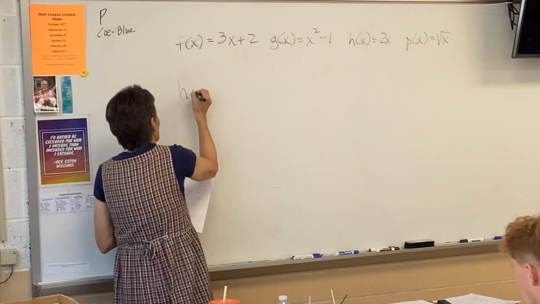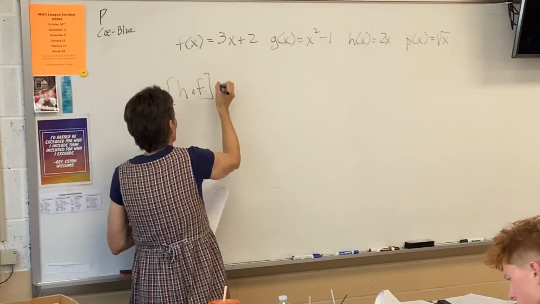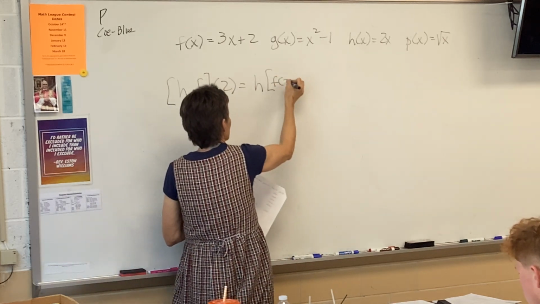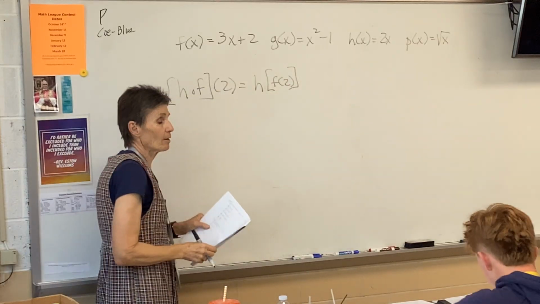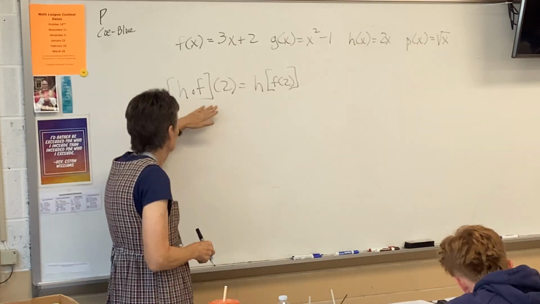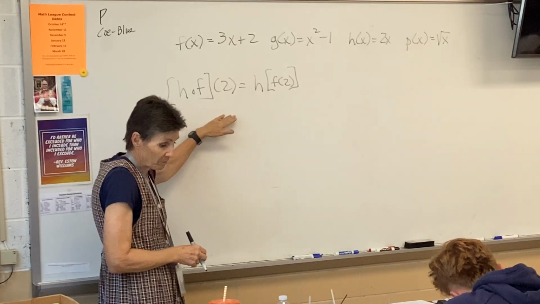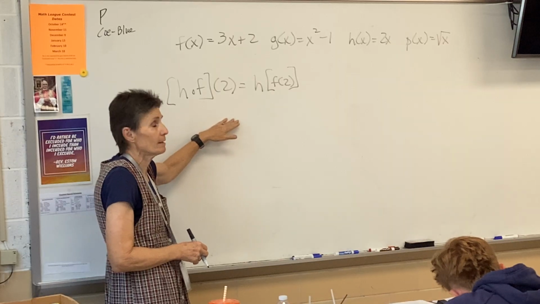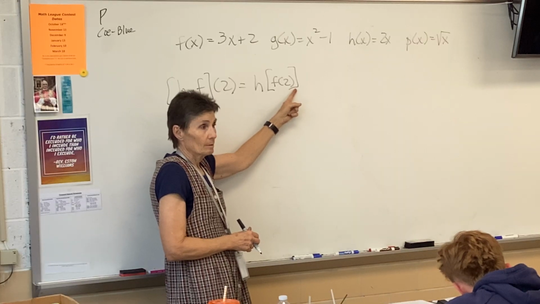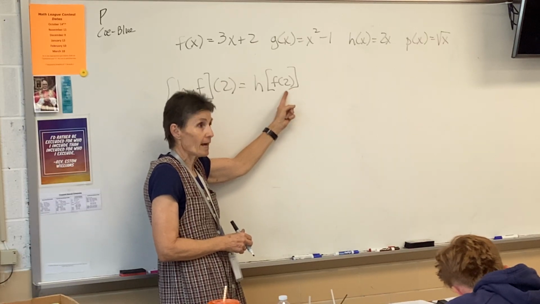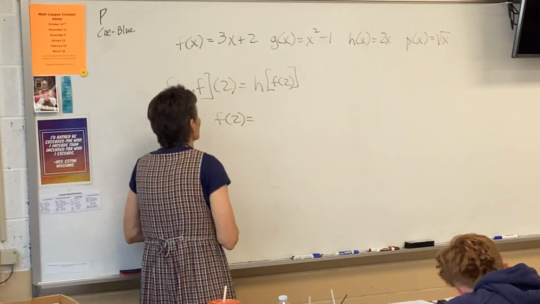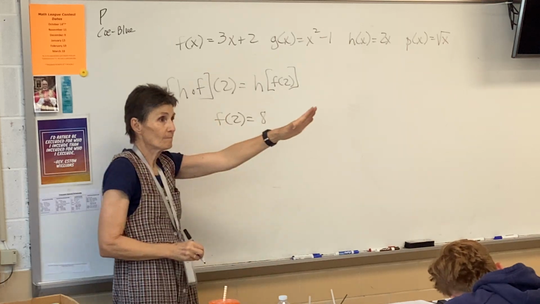All right. h of f of 2. This means the same thing as this. We can either write our compositions with the open circle or just with parentheses and brackets. These two things mean exactly the same thing. We started talking about this yesterday, the two-step problem. What's the first step? Put 2 into f. And what do we get when we put 2 into f? 8. Everybody good so far?